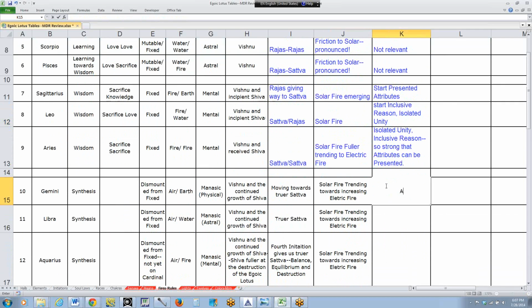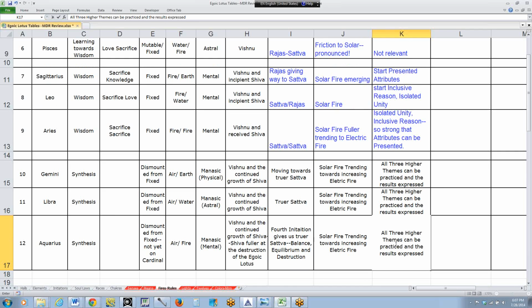All three higher themes can be practiced and the results expressed. So I'll just put that down for all three. We're certainly closer to inclusive reason in the Buddhic petals than we are before that time. And when we're in these petals fed by the spiritual triad, we're closer to isolated unity. Not the real thing, not the full thing, not by any means, not yet.